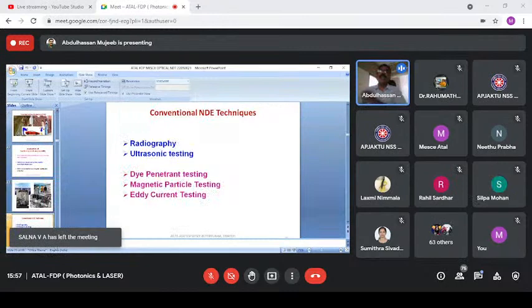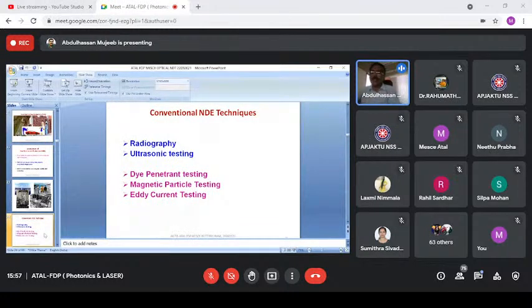So what are the conventional non-destructive testing methods? Radiography is one of the methods. X-ray is used, and for medical technology also it is used. Ultrasonic testing method is used. Dye penetrant testing is used. Magnetic penetrant testing is used. Eddy current testing is used. But there are certain limitations depending on the materials to be tested.